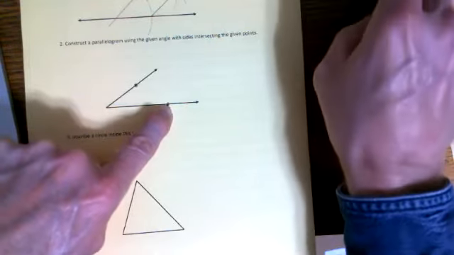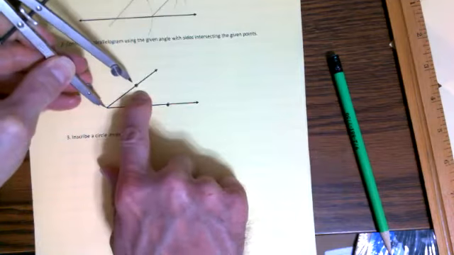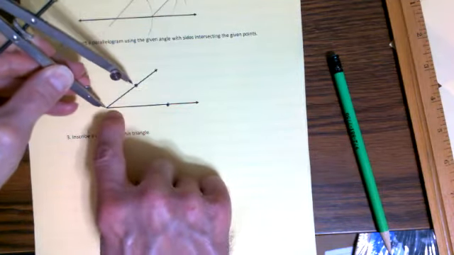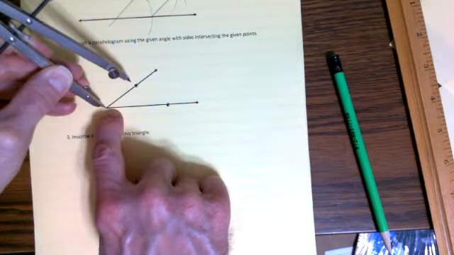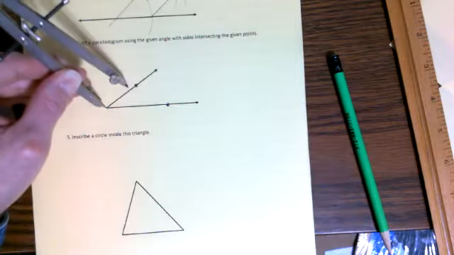For this construction, it is not necessary that you keep the pencil right where this point is. In fact, it may be slightly messy if you do. So keep the pointy end where the two sides of the angle meet. Bring the pencil in a little bit, like that, and draw an arc so it crosses both sides of this angle.